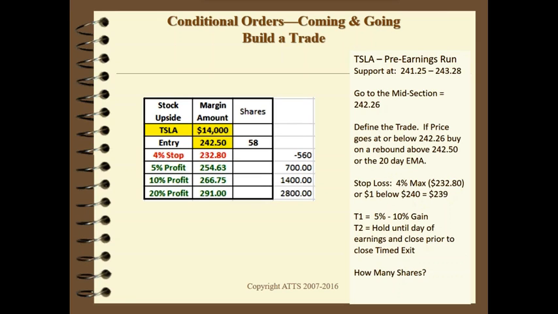Where's my 5% profit? And so if my first order gets filled here, my conditional order automatically issues the second order. That's my stop loss. That's my first target. I sell half of it. That's my next target, and that's my next target. And you can set every one of those up.